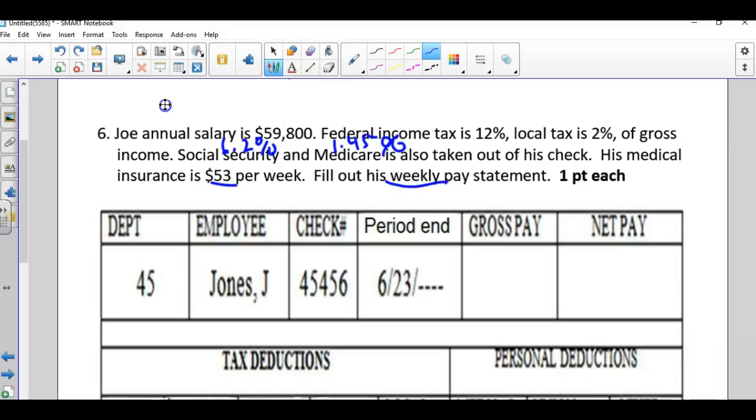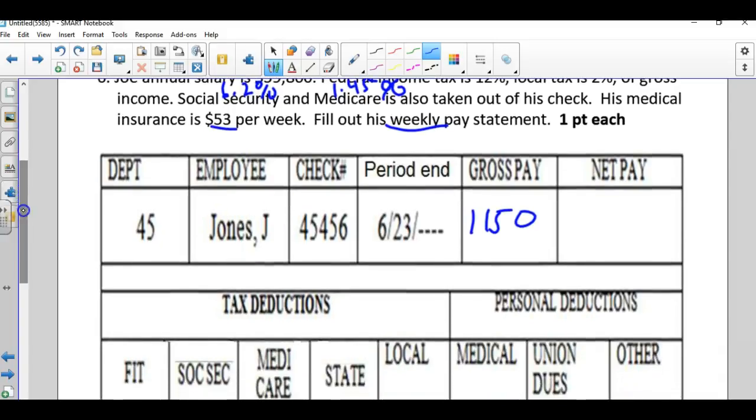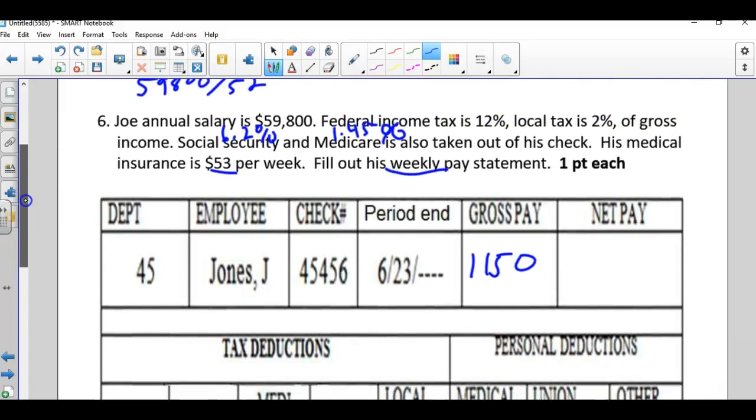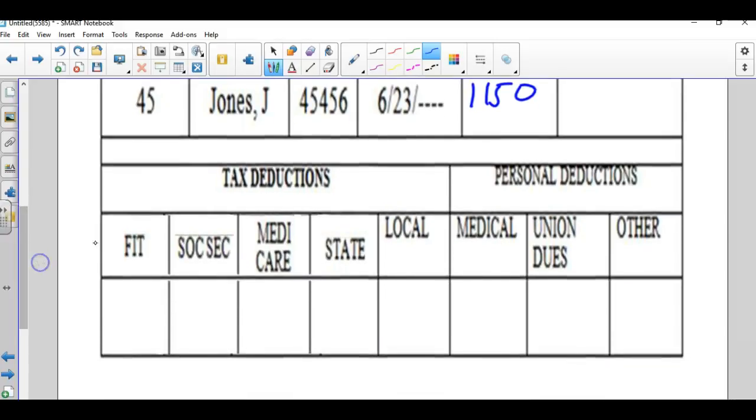So first we need to take his yearly and divide it by 52, and that's going to give us $1,150. So this is his weekly pay. So now we're going to use all that information above to fill out all of this, okay? So first of all, federal income tax is 12%. So if I take 1,150 and multiply by 0.12, that's going to give me $138.